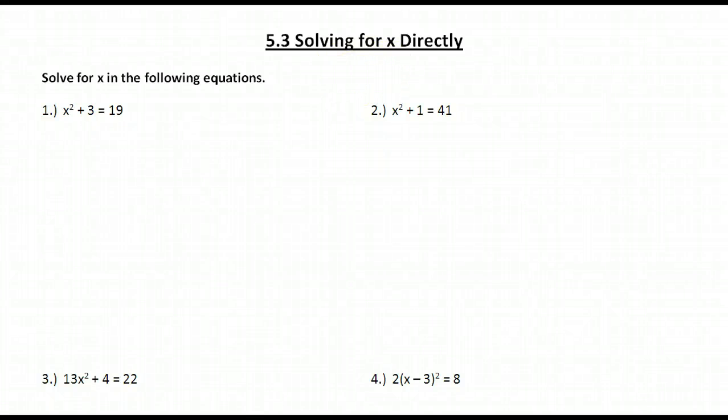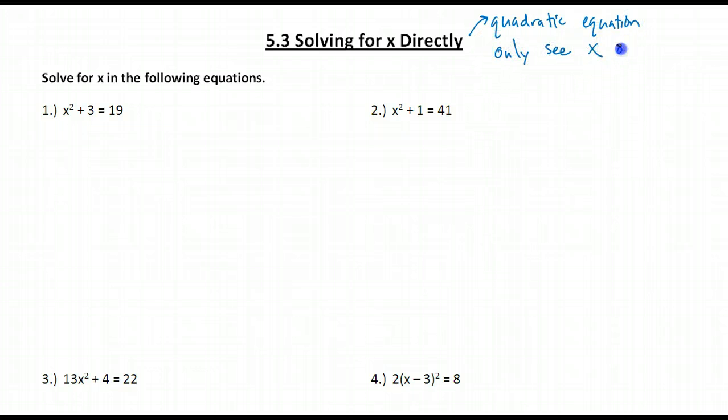The method solving for x directly is used when we have a quadratic equation and we only see x once in the equation. Example number 1. We have a quadratic because the highest power of x is squared, which tells us that we'll get 2 answers. And we only see x once in this equation.